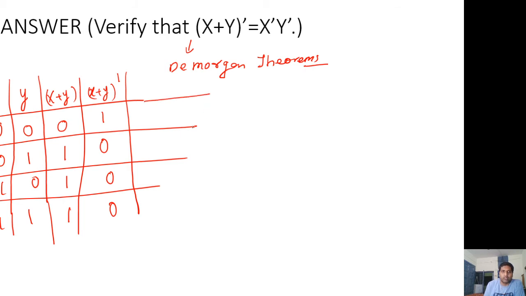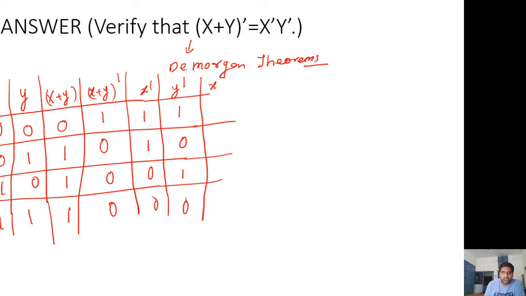Now we have to find the truth table of RHS. RHS is x bar, which is the NOT operator of x: 1 1 0 0. Y bar is the NOT operator of y: 1 0 1 0. Now RHS is x bar and y bar: 1 0 0 0.